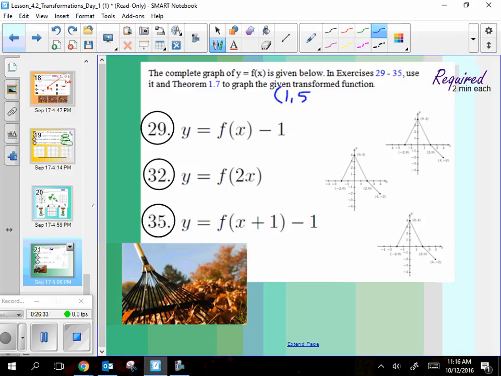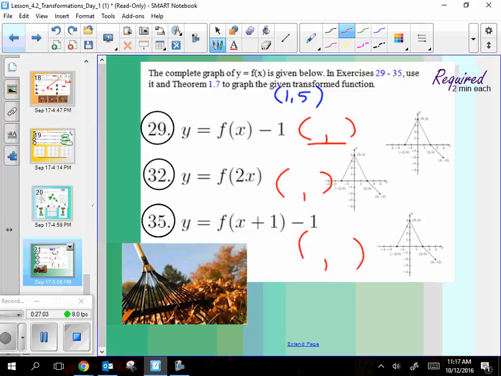Here's the 2 points I want to give you: 1 comma 5 and 3 comma 7. I want you to translate those 2 points. You know what? That's going to be too complicated. Just make it 1 comma 5. Just take 1 comma 5 and tell me what the new point would be for all of these. So this gets a new point, this gets a new point, and this gets a new point.